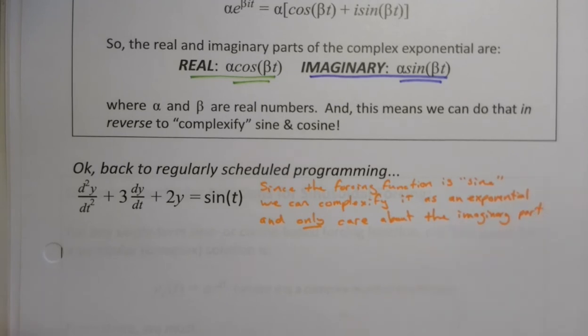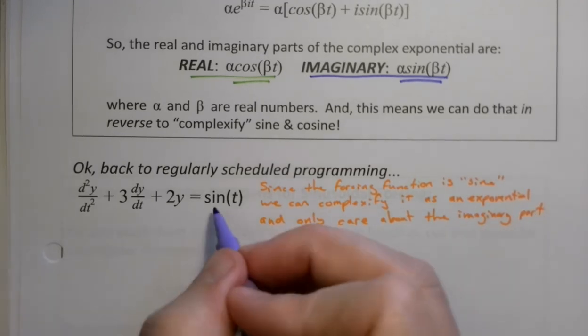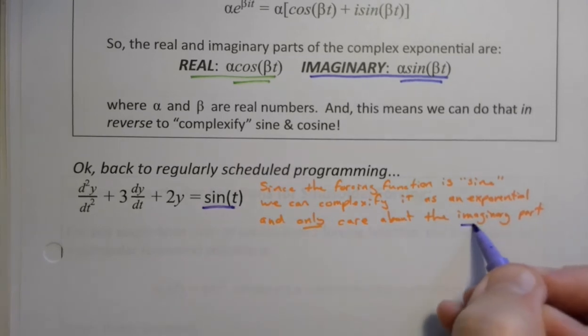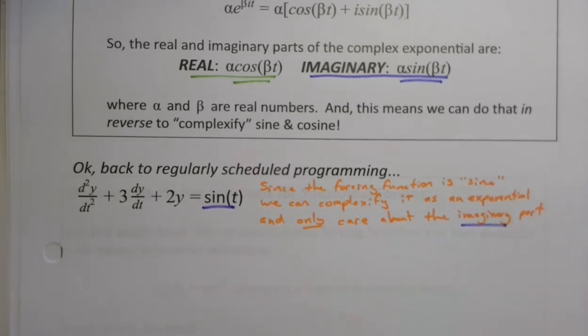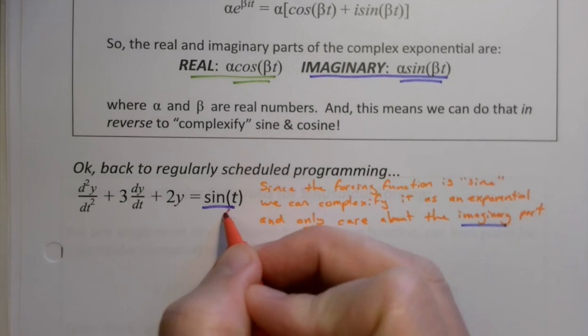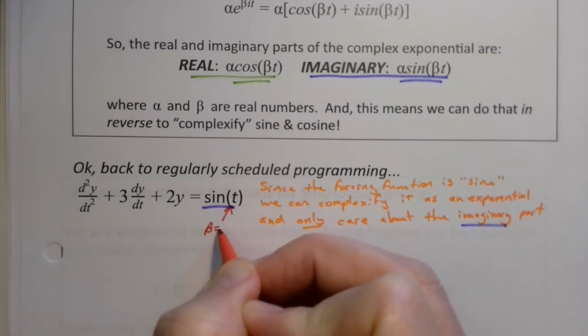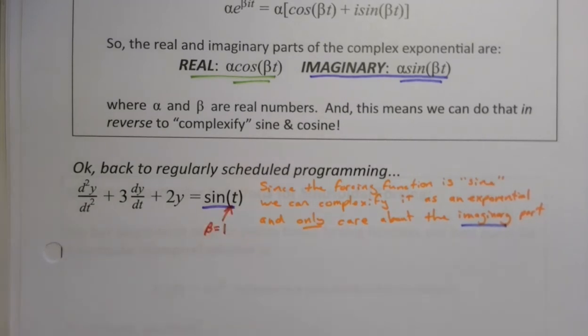And of course, it's the imaginary part because it's sine. So I'm going to stick with my color coding, and sine in this case is telling us it's the imaginary part. So hang on, because it'll make sense in a second once you see how this works. The first thing you need to recognize is this is really simple for us, and the beta value, the coefficient inside the sine, is equal to 1. So this is going to be much, much simpler for us.